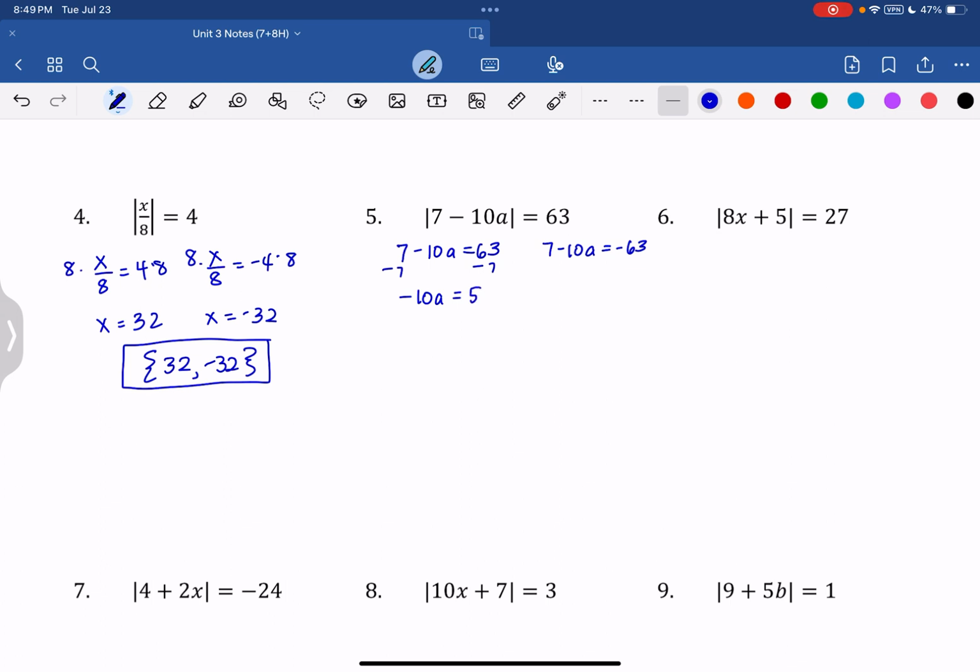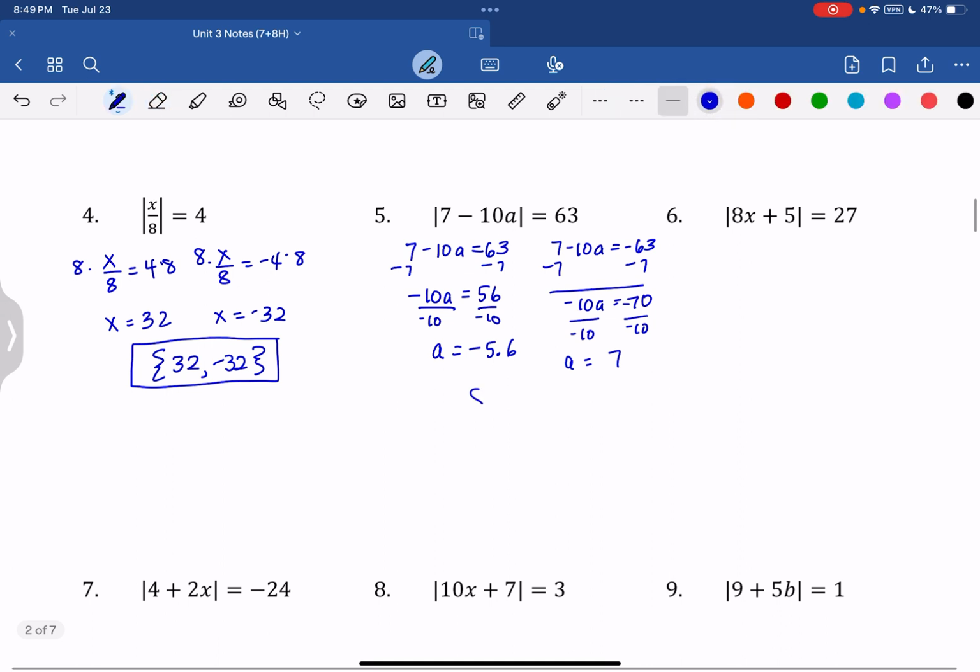So what is that, 56? Now, because we're dividing by a 10, a decimal would be okay. So -5.6 is reasonable. Normally, fractions are superior, but sometimes a decimal is okay. It makes sense. So here a is 7. So the answers are -5.6 and 7.